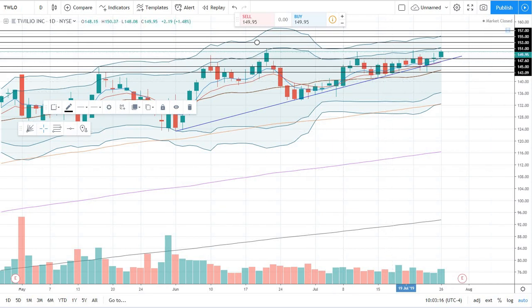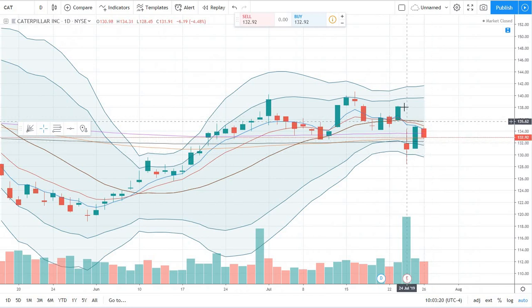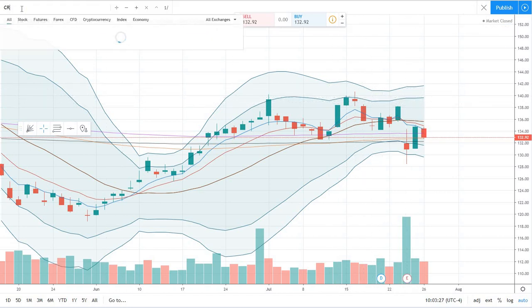All right, so last example, we're going to go with a short setup. Again, you want to try and catch the shorts up at the top. So one I was looking at is this one.